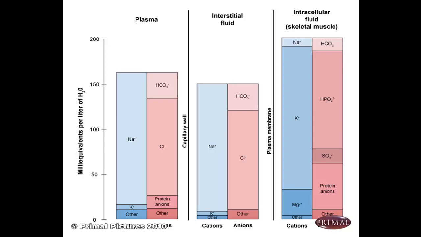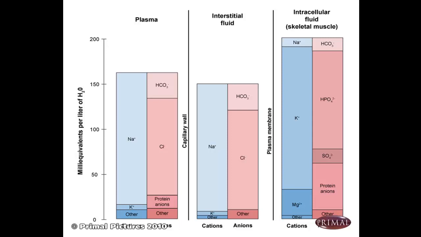What this diagram here is illustrating are the differences between plasma, interstitial fluid, and intracellular skeletal muscle. This is interesting. It's not on the exam. Don't worry about memorizing this. But I just want to give you some kind of representation as to how much of each thing happens to be in the plasma, the interstitial fluid, etc.